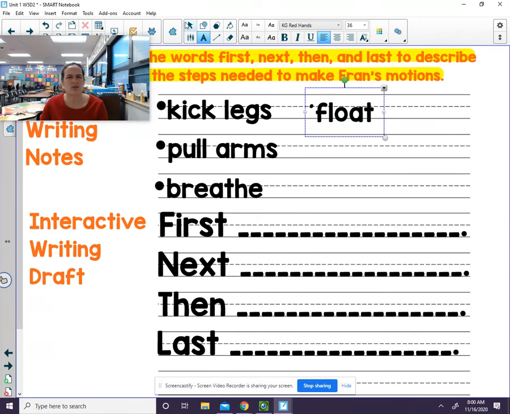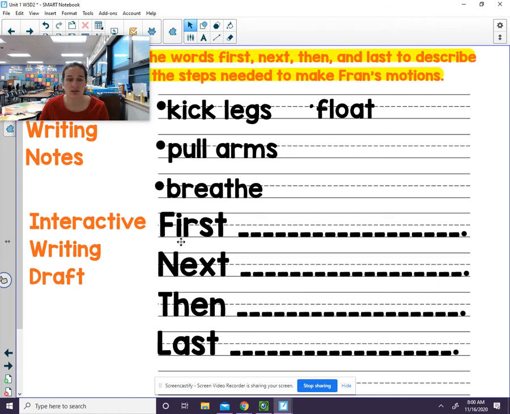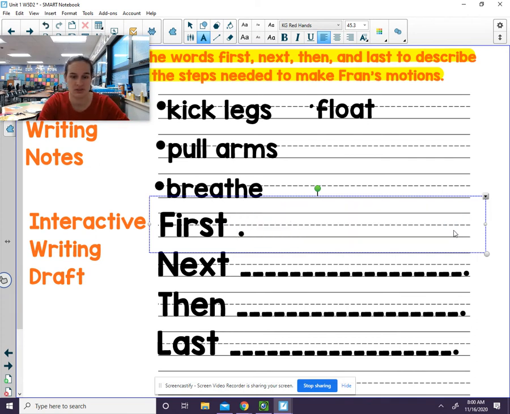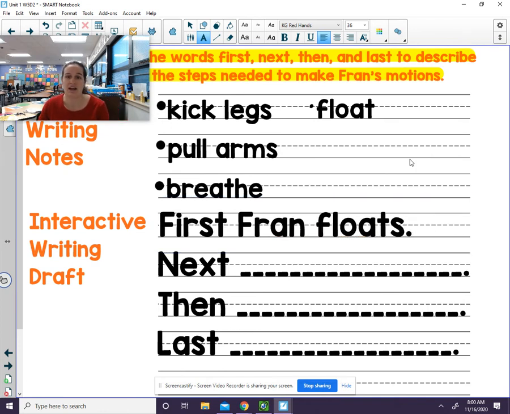Okay, before we start writing, we need to decide which of these things is first, because notice our first sentence has that word first in it. So what's the first thing you do? Should we kick our legs, pull our arms, breathe, or float in the water? The first thing we need to do is float. So I'm going to write float down here. So first, Fran floats. And now that we have that idea, we're going to check off that we used it. Check mark.